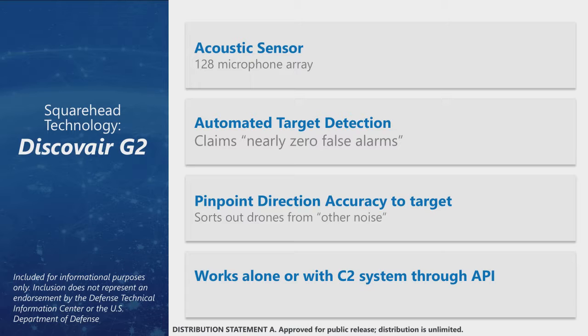So the SquareHead Technology Discover, this is an acoustic sensor, and this is kind of neat looking. It has 128 different microphones. This is one of the ones that claims nearly zero false alarms because it's using the acoustic signature from the drone to say that this is a drone. So a bird flapping its wings or a large helicopter or aircraft is not going to provide the same signature that a drone will. It claims to have pinpoint direction accuracy to the target, and it works alone or it can be linked with other C2 systems through an open API that they'll provide.